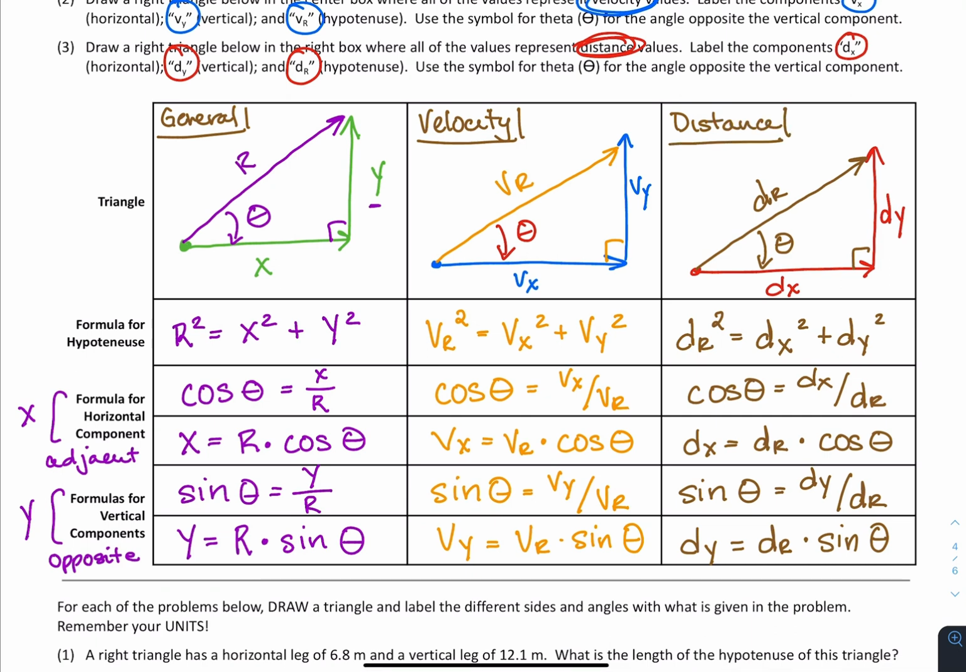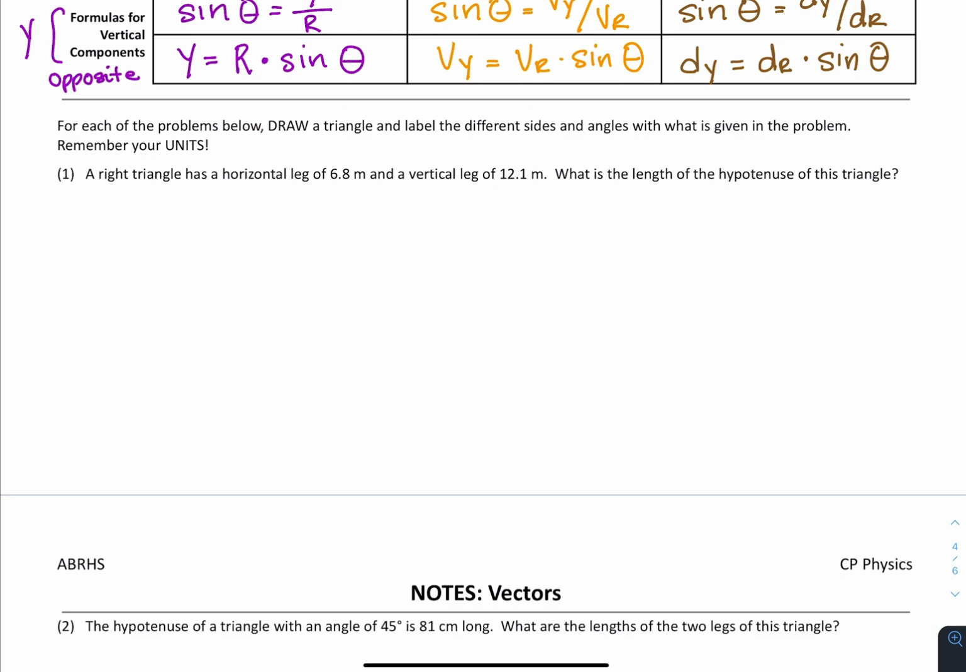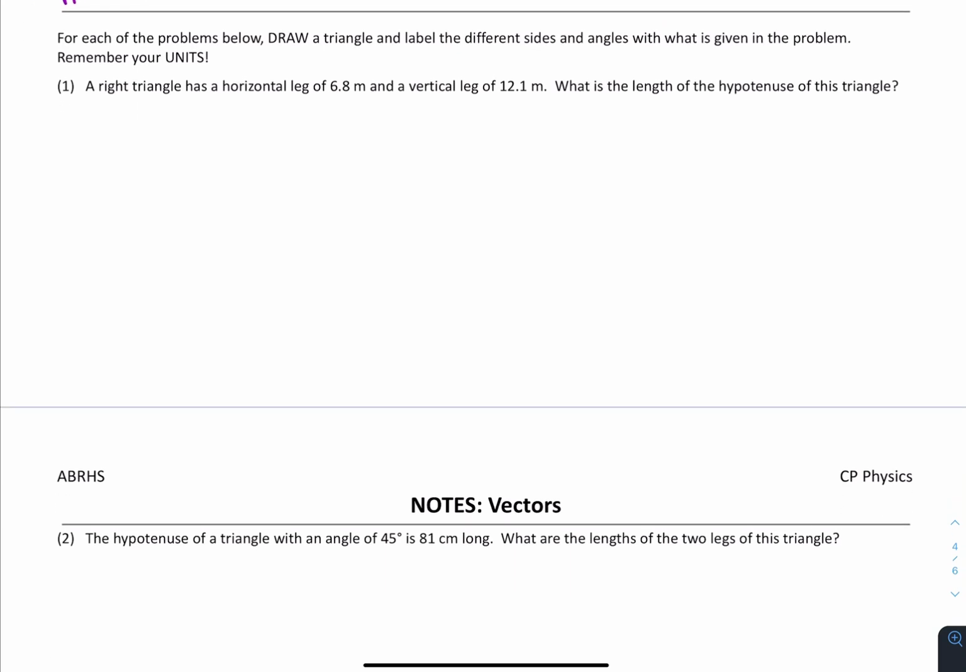Now the one thing to keep in mind when you're looking at these triangles, you can't mix and match. If you have information about the horizontal velocity but the vertical distance, you can't put them both on the same triangle. It's got to be all velocity or all distance. So how do we use these triangles? I'll do a couple of these with you and I'm going to leave some for you to work on your own. For each of these problems, you're going to draw the triangle, label the different sides and angles with what is given in the problem. And we've got to remember our units.